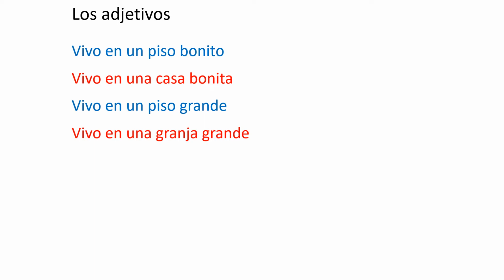And as you can notice, we have got our first sentence, which is un piso. It ends with O. We know it's got to be masculine, so we know bonito has to also end with an O, okay? Your second sentence, vivo en una casa bonita. Casa ends with A. You've got una, which is a or an feminine, so you know that bonita has to also end with an A.